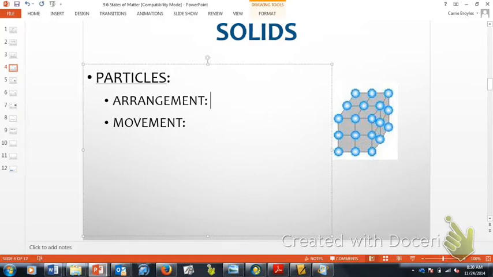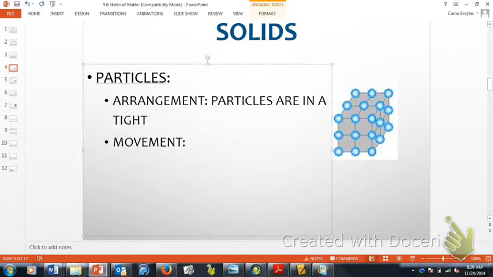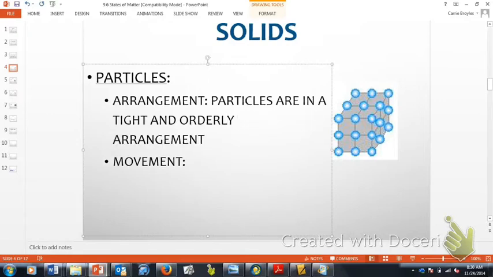So what I want you to write for arrangement is that the particles are in a tight and orderly arrangement. For their movement, while you can't see this picture moving, of course, what we need to write for that is that the particles vibrate in place. And I always like to think about this, when I'm really cold, I sit there and sort of shiver. And so that's the idea of those, as I get colder, I shiver, and that basically is that movement that takes place as long as there is temperature around.